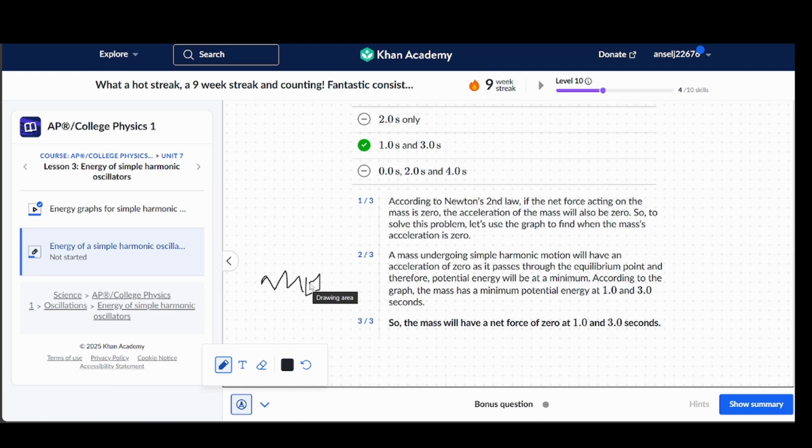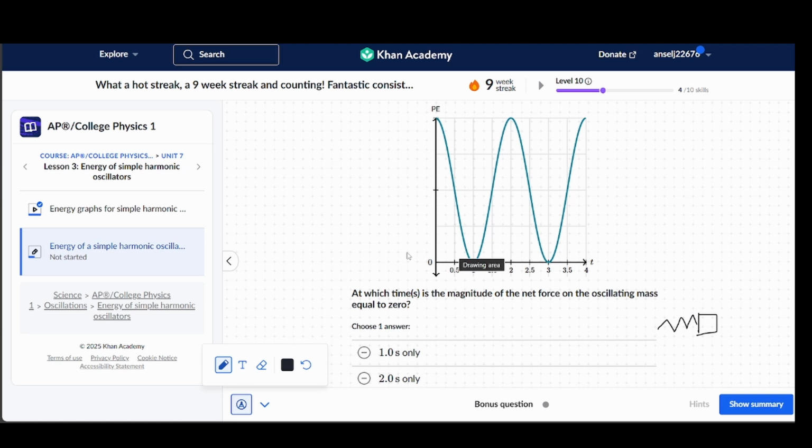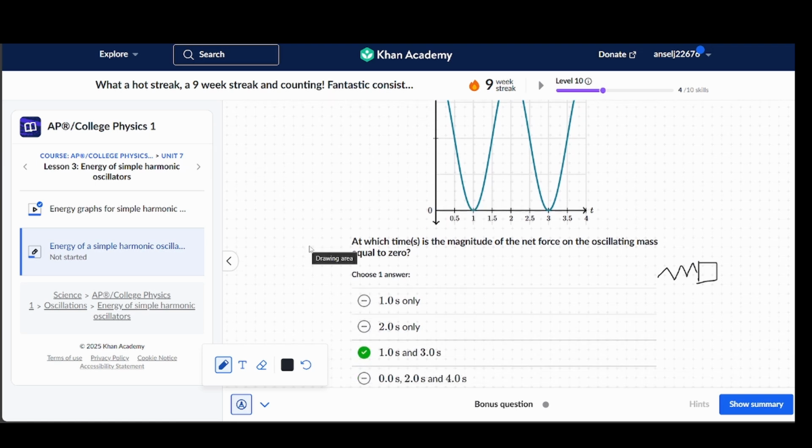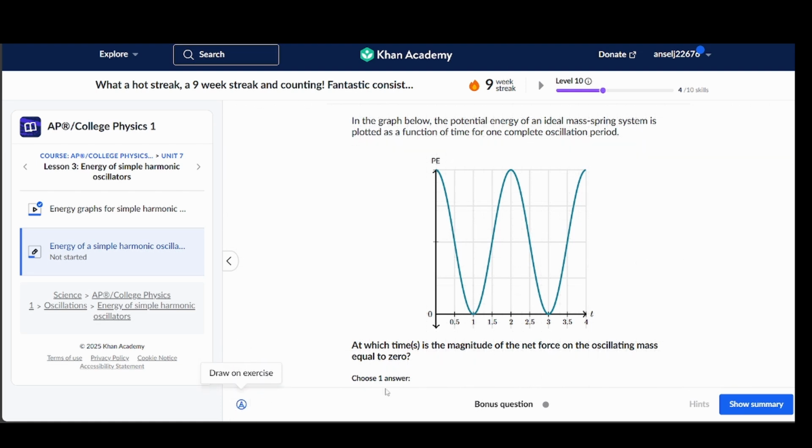Oh. So the further away it gets, the more acceleration it'll have, because the more force it'll have. Oh. So when it's at the equilibrium point, it has 0. Ooh, okay. This is crazy. And when the potential energy is 0, it's at the equilibrium point. Okay.